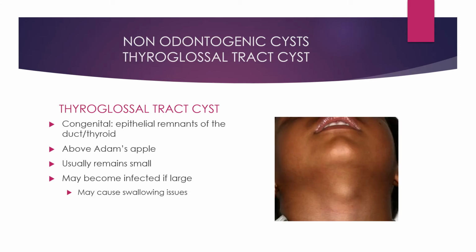As you look at the following three cysts, please note that the location of these entities are distinct and sometimes aid us in diagnosis. The thyroglossal tract cyst is congenital. There usually are epithelial remnants in the duct, the thyroglossal tract, that is the tract that took the thyroid from the base of the tongue embryonically to the base of the throat. If they occur above the Adam's apple, they usually remain small. They can become infected if they are large, and if they get larger, they will cause swallowing issues.